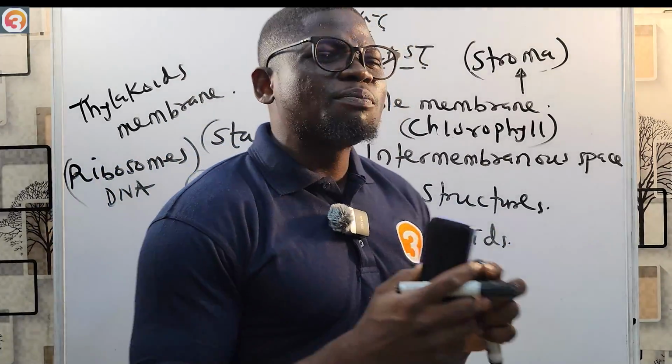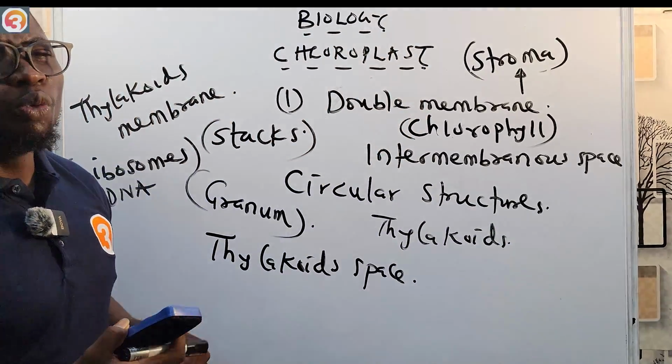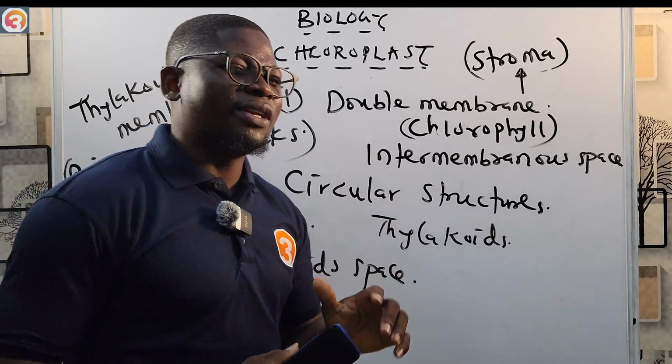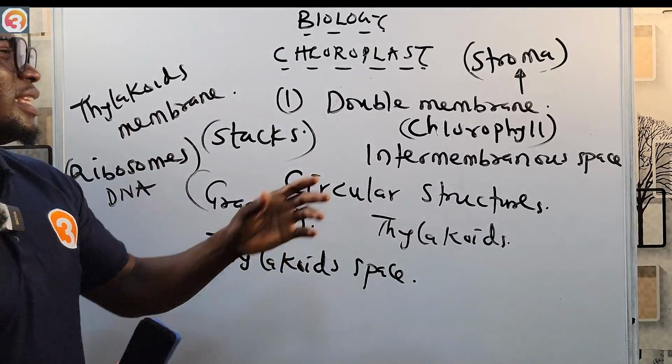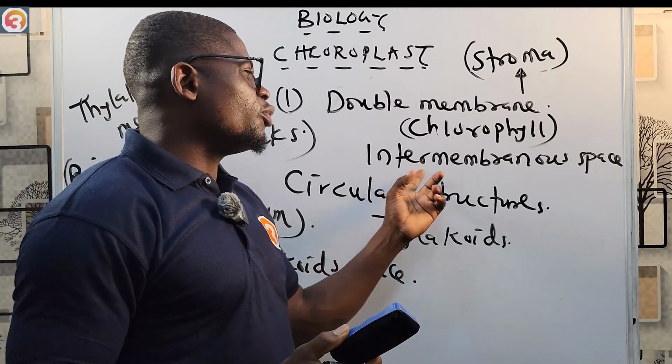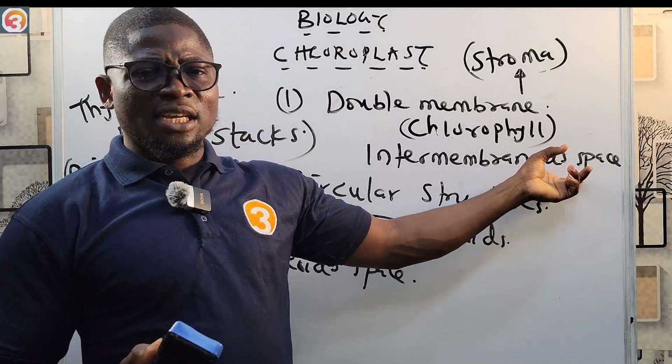And we do say that chloroplasts have special structures that enable them to carry out this photosynthesis. All right, number one, we say the possession of a double membrane. It has a double membrane, and the space in between those double membranes, we call the intermembranous space.